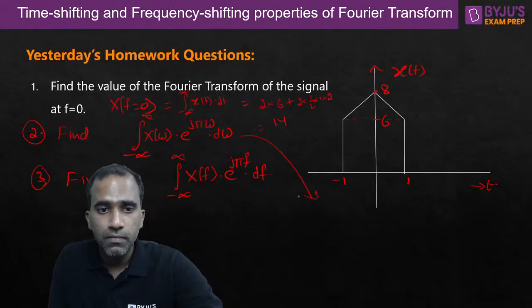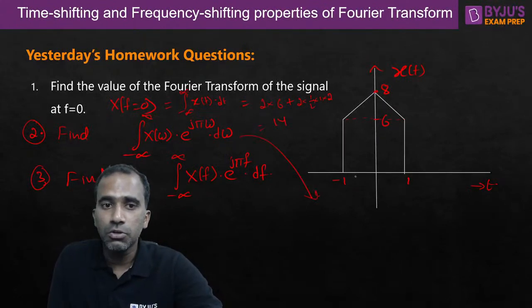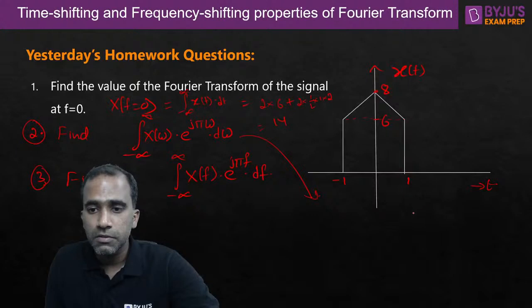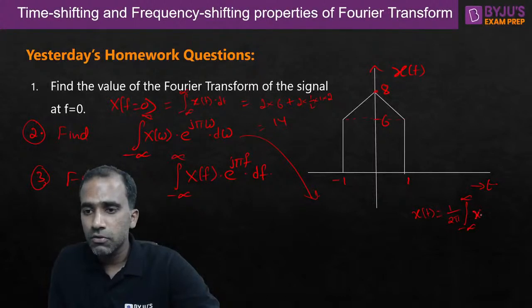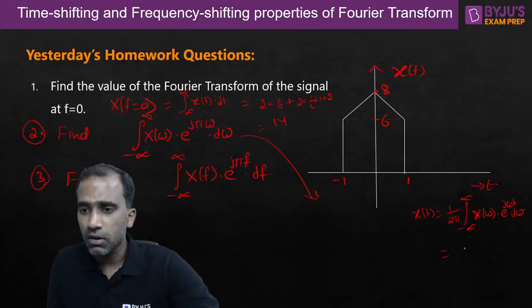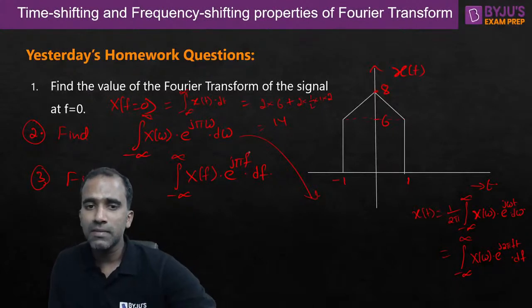Second question. If there is any confusion, I told you, this looks like the inverse Fourier transform formula, so just compare it with that. The inverse Fourier transform formula: x of t is equal to 1 by 2 pi integration from minus infinity to plus infinity X of omega into e power j omega t d omega. This is the formula. In the next problem, we want it in terms of f, so let's write the formula in terms of f as well: integral of capital X of f into e power j 2 pi f t df. Once you write them, it will become very easy.